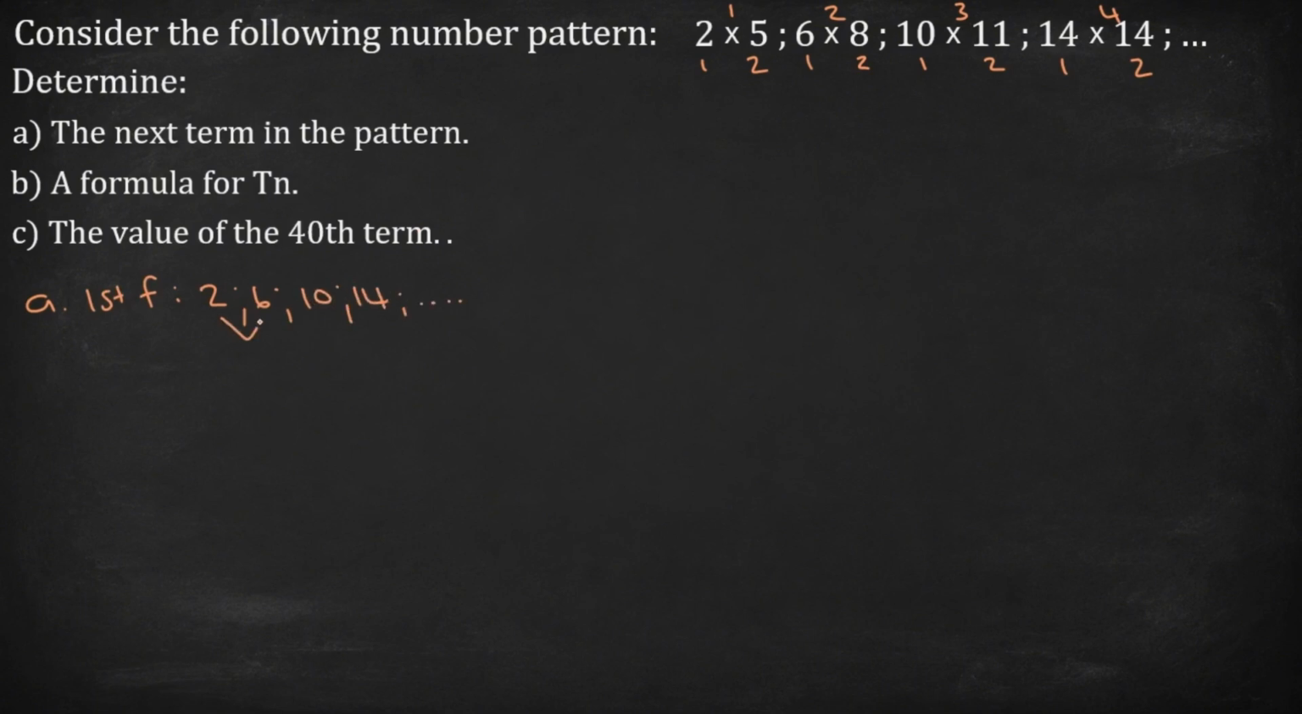Let's work out the difference between the terms. This one is plus 4, this one is plus 4, and this one is plus 4 as well. So what will be the next term? 14 plus 4 is 18.